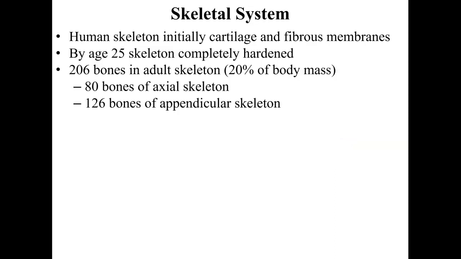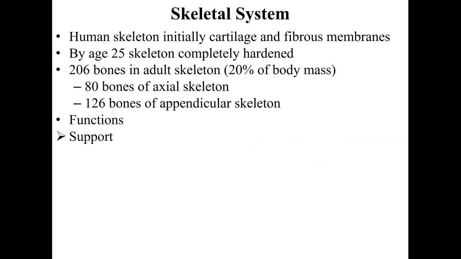Now, in the human adult skeleton, you're going to have 206 bones. That's going to make up 20% of your body mass. With those bones, you can divide them up into two different skeletal sections that we talked about just a minute ago. The axial skeleton is going to contain 80 bones, and then you have 126 bones that are going to be part of your appendicular skeleton.